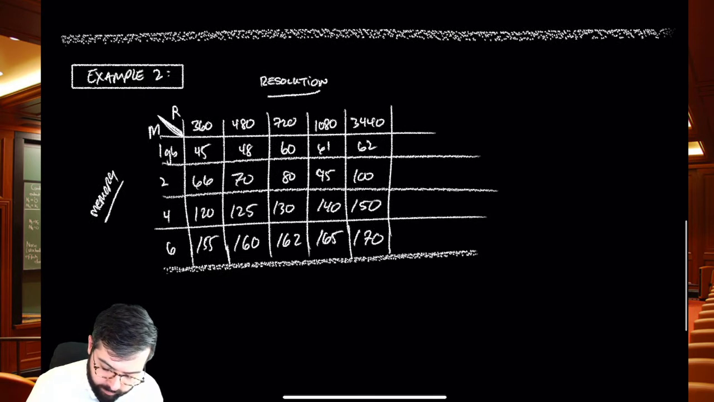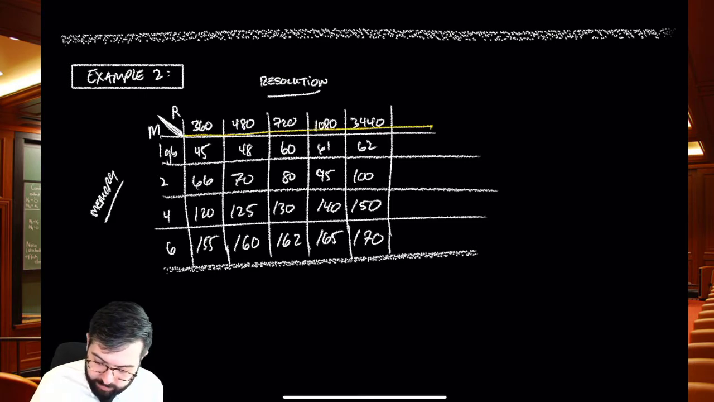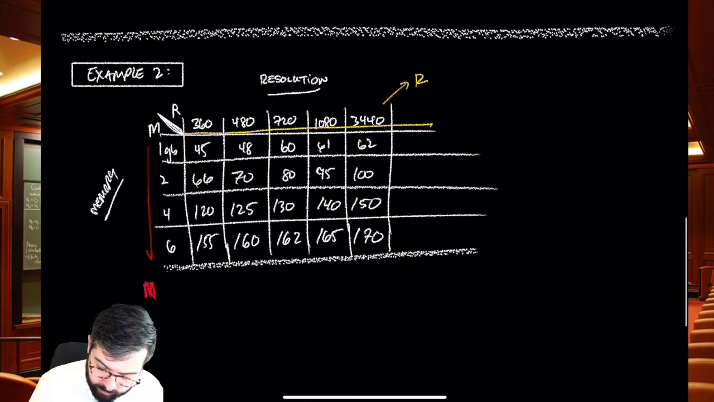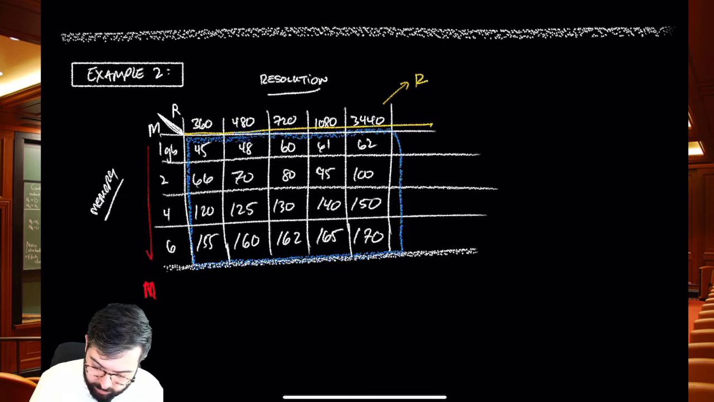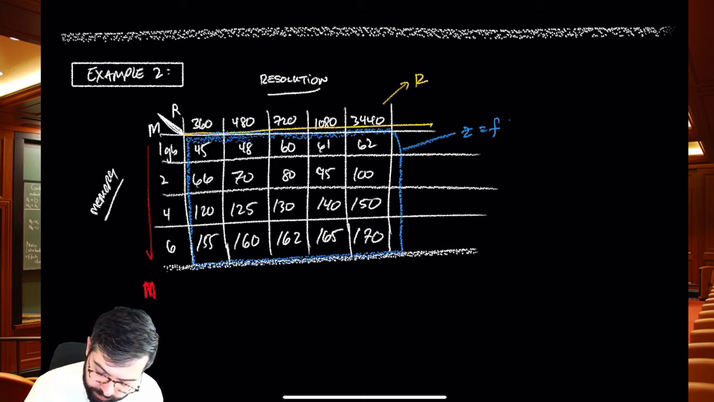But the idea here is that we've got these inputs here of R, these inputs down here of M for memory. And so what we see in here is maybe the Z, which is the function of the resolution and the memory.